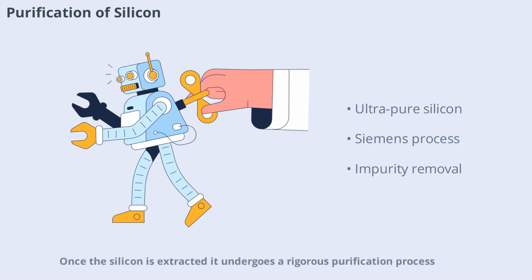Once the silicon is extracted, it undergoes a rigorous purification process. The goal is to achieve electronic-grade silicon, which is over 99.9999% pure. This is accomplished through methods like the Siemens process, where silicon is converted to gas and then back to solid, removing impurities along the way. The result is ultra-pure silicon, ready for the next step in semiconductor production.